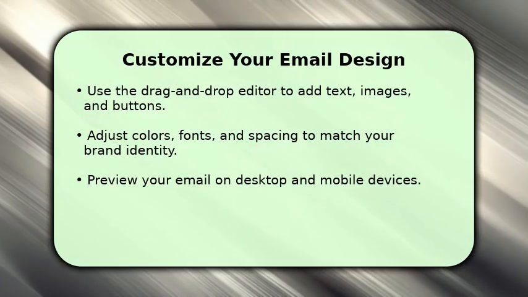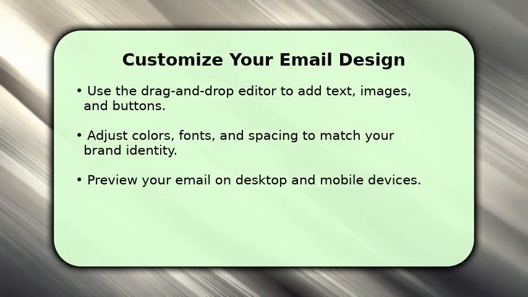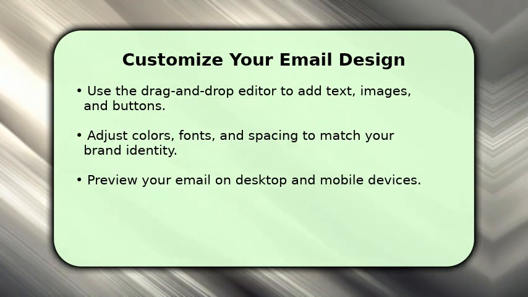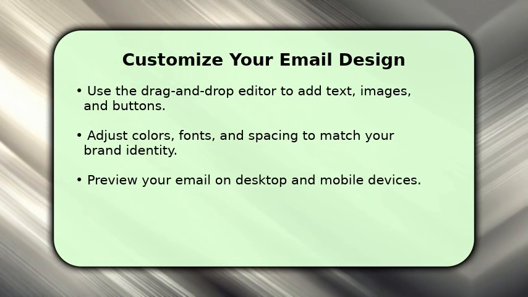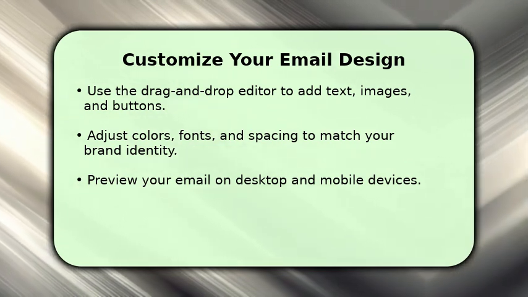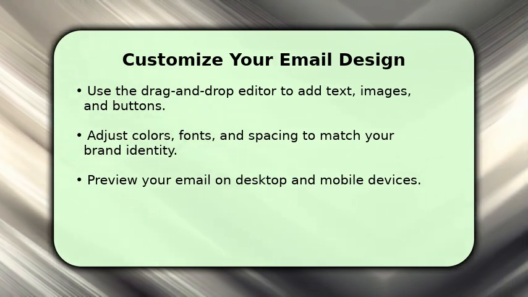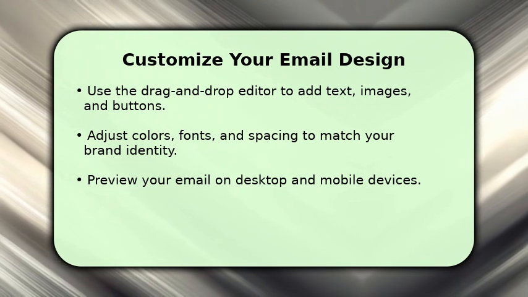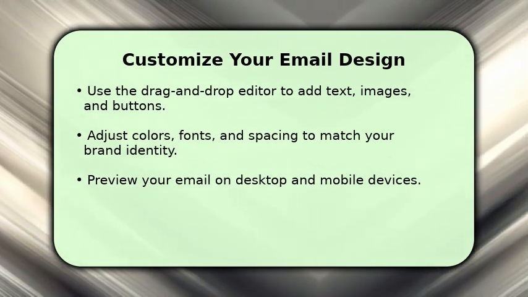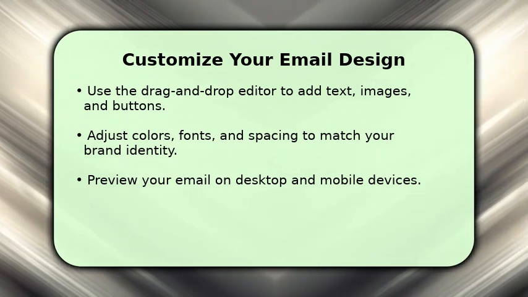After selecting your template, it's time to customize. Mailchimp's intuitive drag-and-drop editor allows you to easily add content blocks such as text, images, videos, and social media links. You can change colors, fonts, and button styles to align with your brand's aesthetic. Remember to keep your message concise, aiming for around 100 to 200 words for optimal engagement. Always preview your email on both desktop and mobile to ensure it looks perfect across all devices.